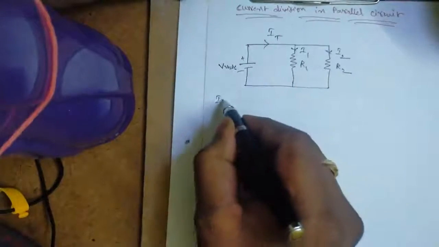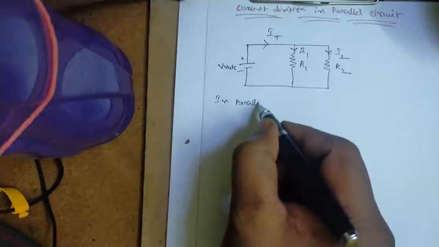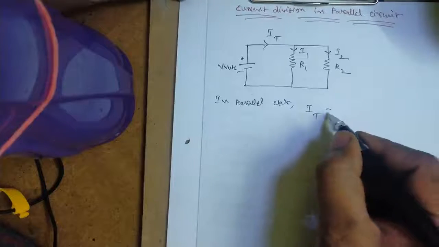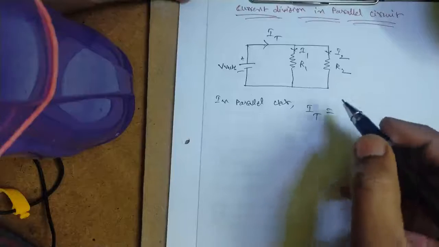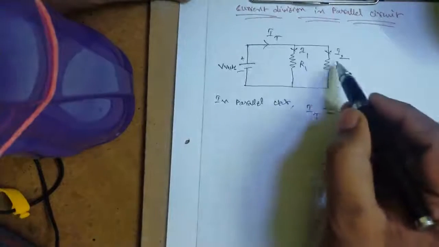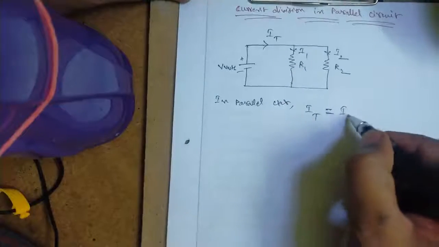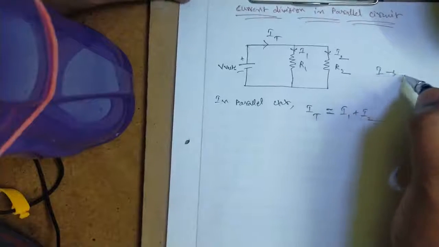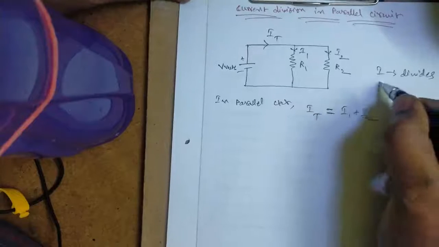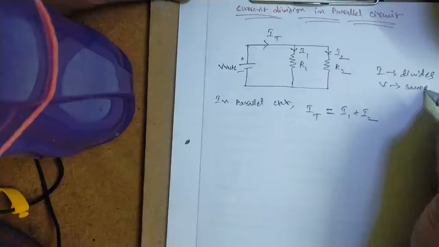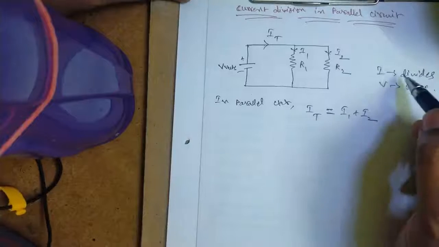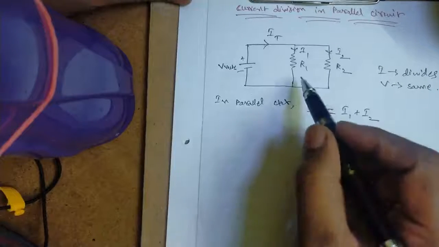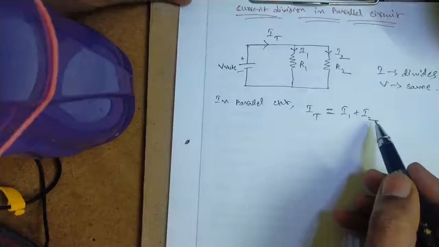In a parallel circuit, we know that the total current drawn by the circuit is equal to the sum of the individual currents passing through the elements, that is I1 plus I2. In a parallel circuit, current divides. Voltage is the same, current divides. Here the total current is equal to the sum of the individual currents, that is IT is equal to I1 plus I2.